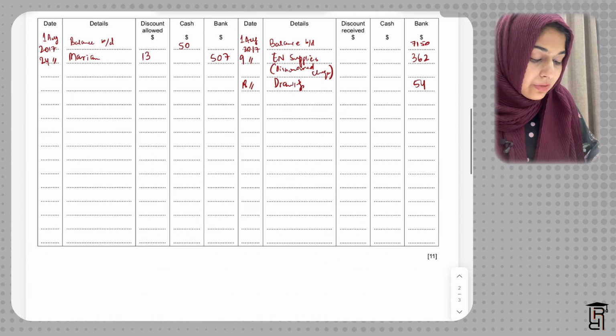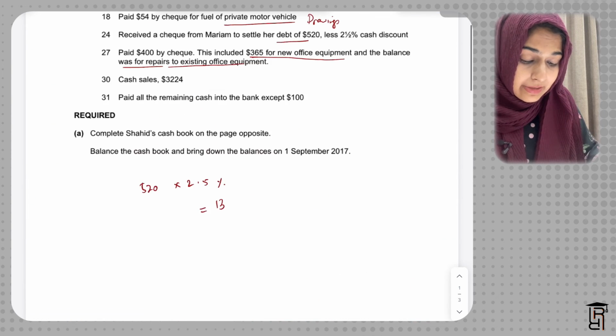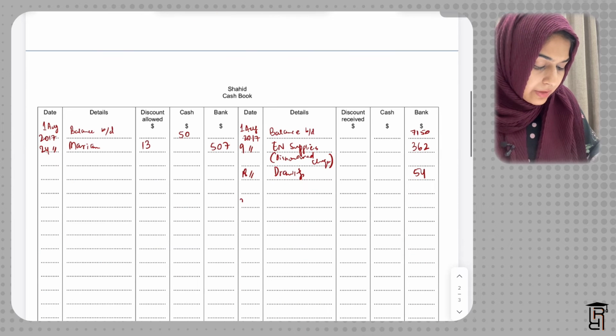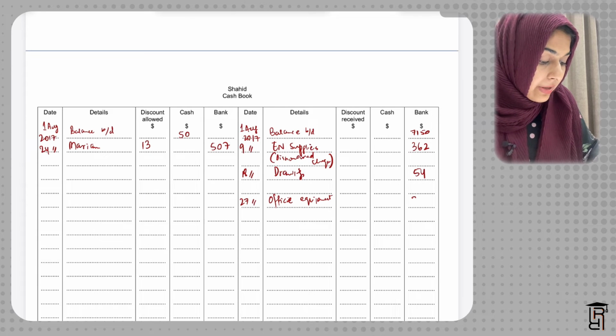So I need to record this on the credit side. I write here on the credit side 27th August. I write here office equipment. So basically office equipment is for $365. So I write it in the bank column. And then the same date, 27th August, I write here repairs to office equipment.